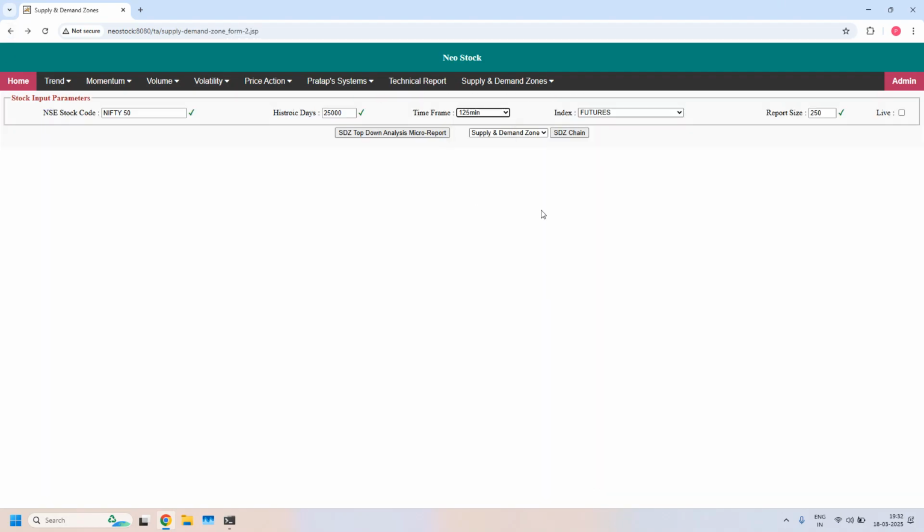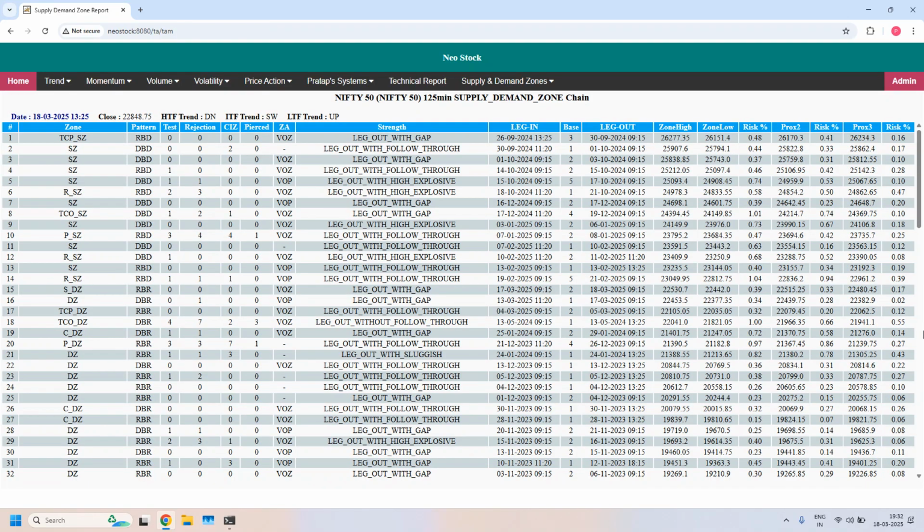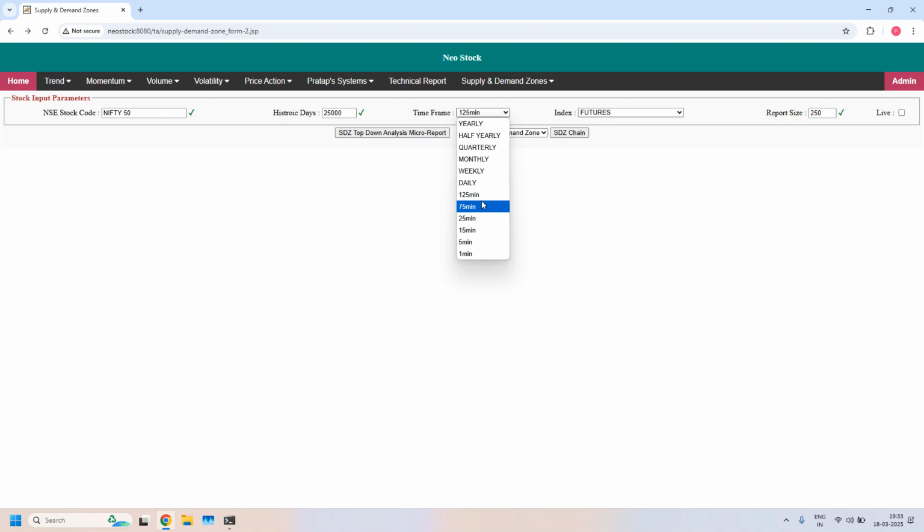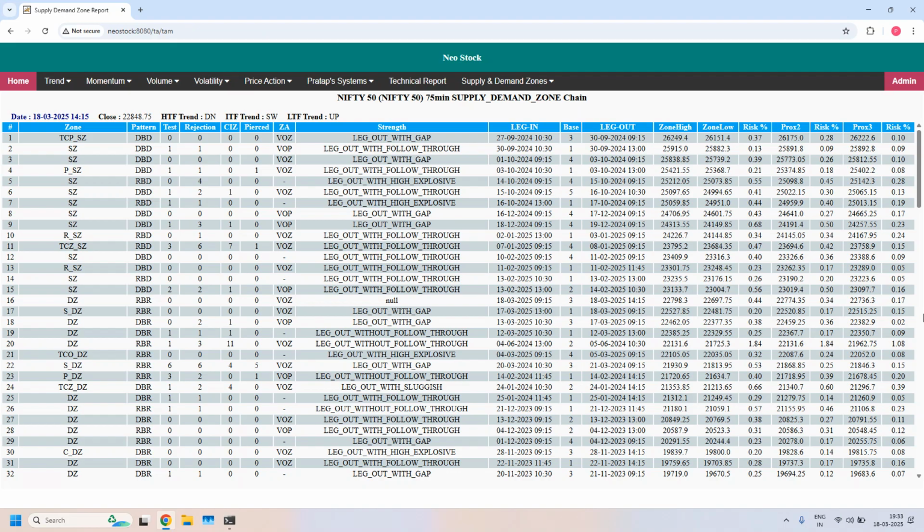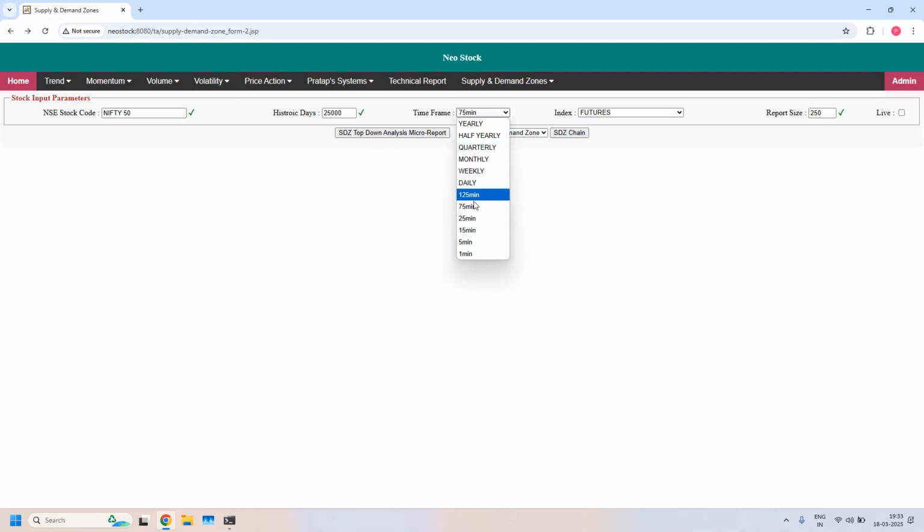Next, 125-minute supply demand zone chain for Nifty. Next, 75-minute supply demand zone chain for Nifty. Sixteenth is the nearest demand zone to the current closing price. Next, 25-minute supply demand zone chain for Nifty.